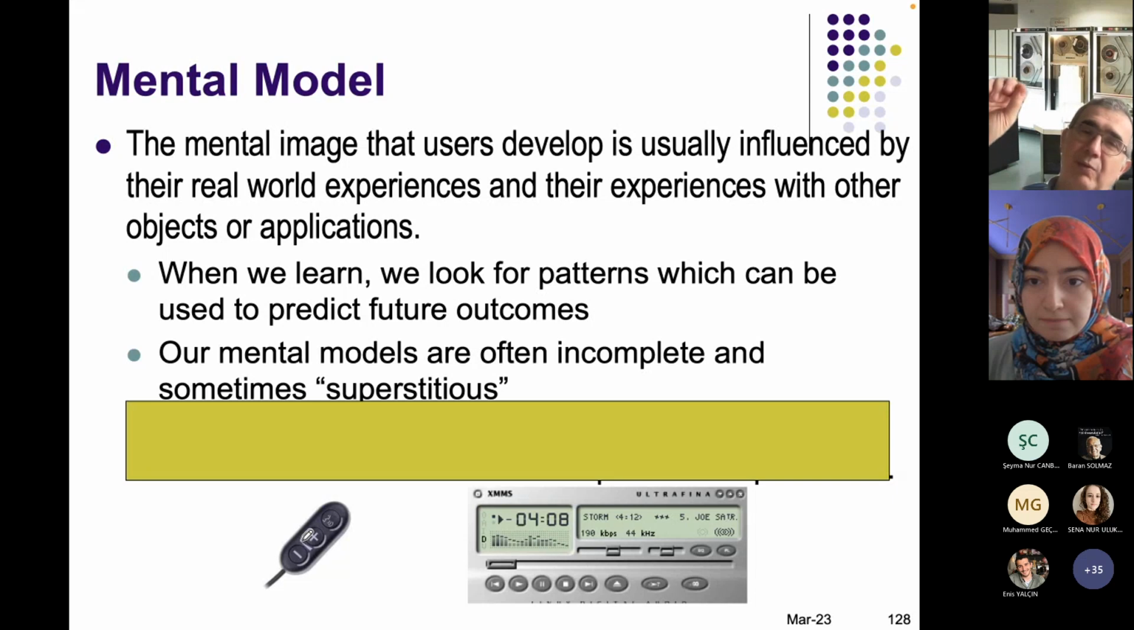Usually up is related with increasing and down is related with decreasing, or left is decreasing, right is increasing because of the direction of writing. So our behavior is based on our previous experiences and learnings through the interaction with other objects. And as we learn, we look for patterns that can be used to predict future outcomes. So I say, if I turn right, it will increase.